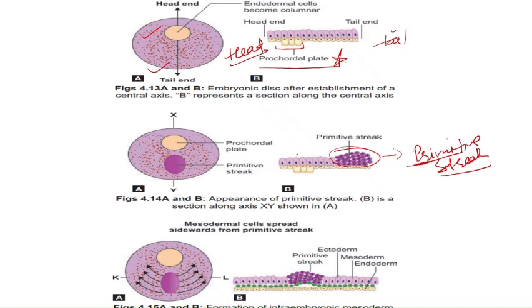This primitive streak begins the formation of the third layer, the very important layer, that is known as intraembryonic mesoderm. Always remember, before this we learned about the extraembryonic mesoderm, so we have to name it the intraembryonic mesoderm, that is the actual mesoderm. You can see the cells from the primitive streak outgrow and push themselves in between the epiblast and hypoblast, or we can say ectoderm and endoderm. In this way, the third layer, intraembryonic mesoderm, is formed.